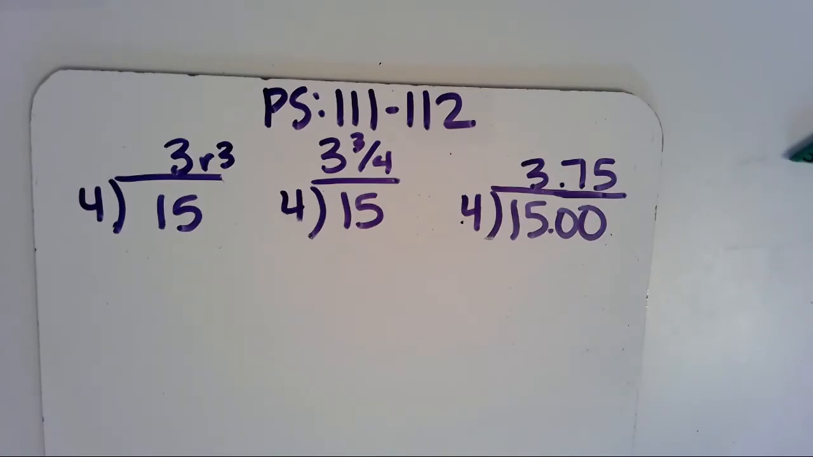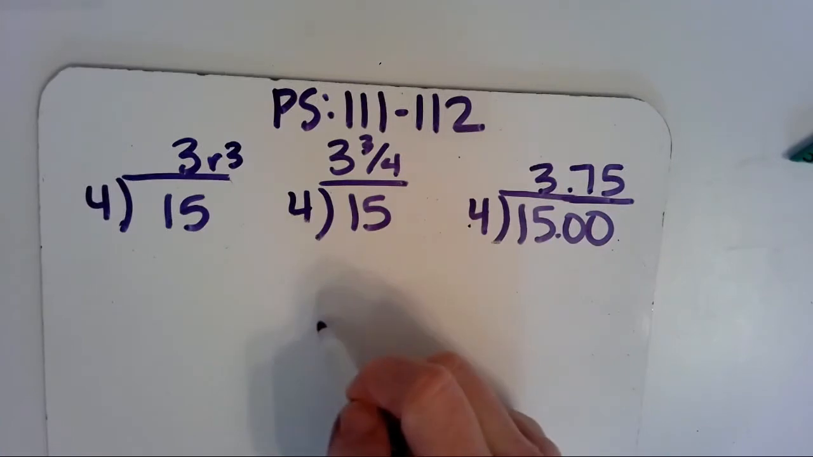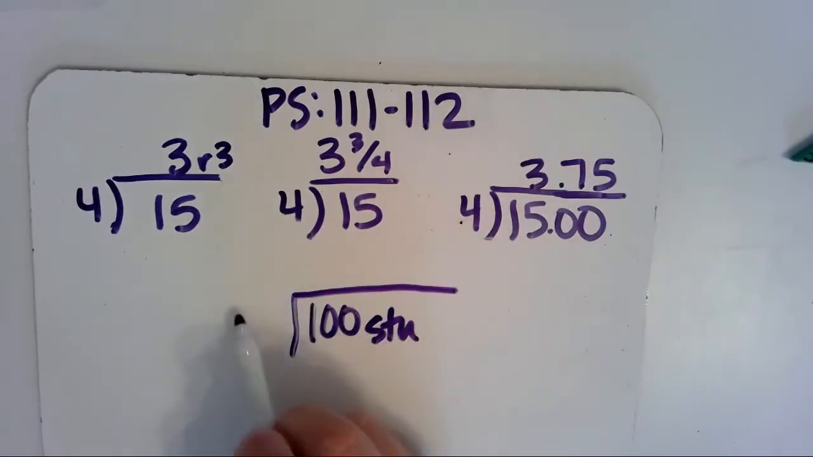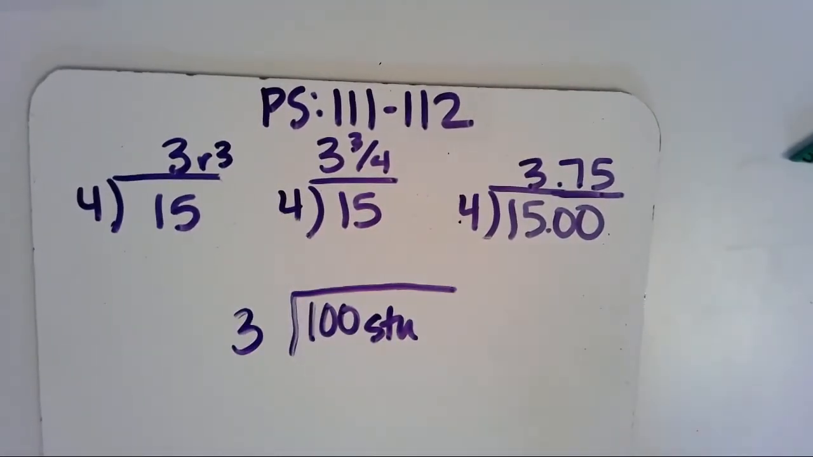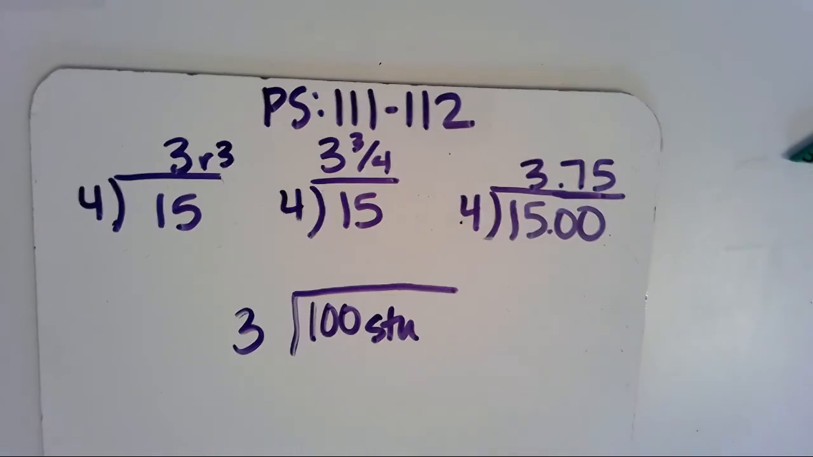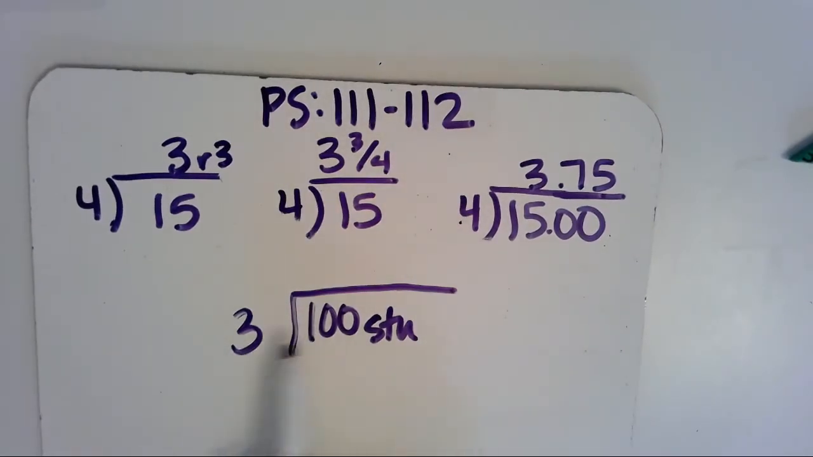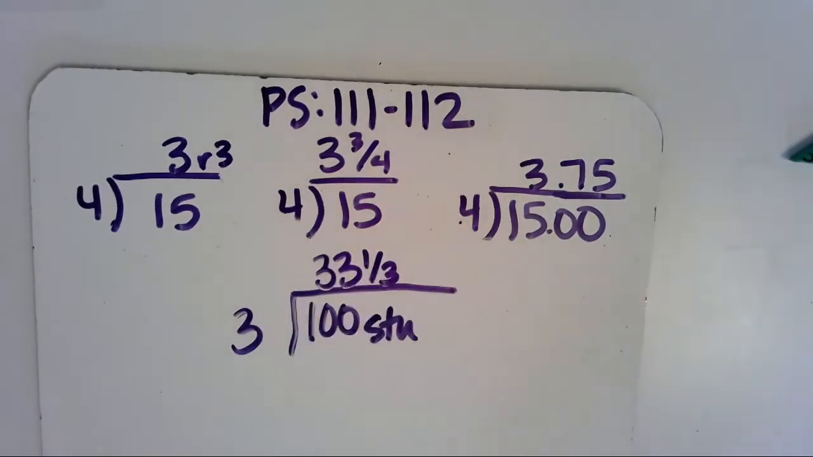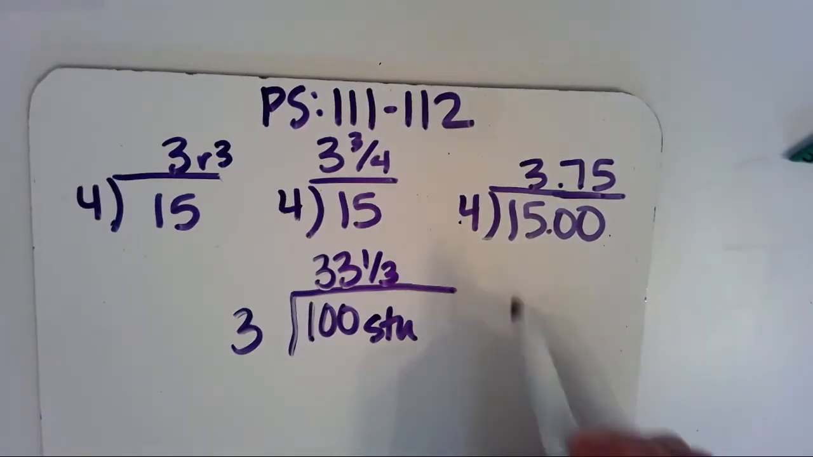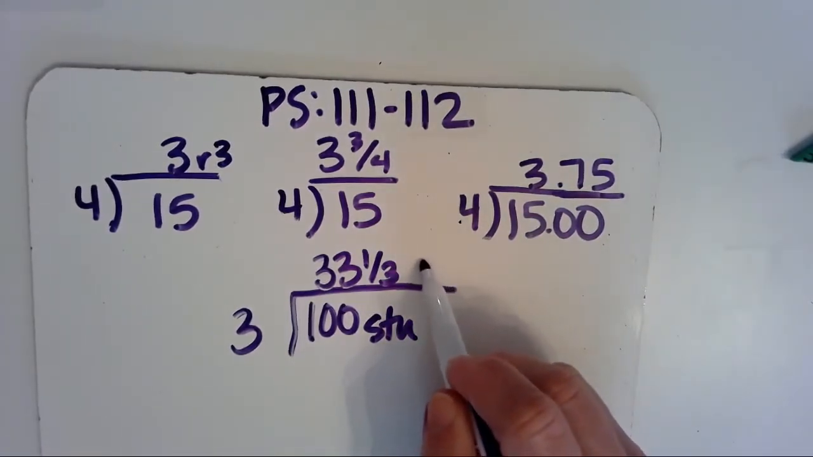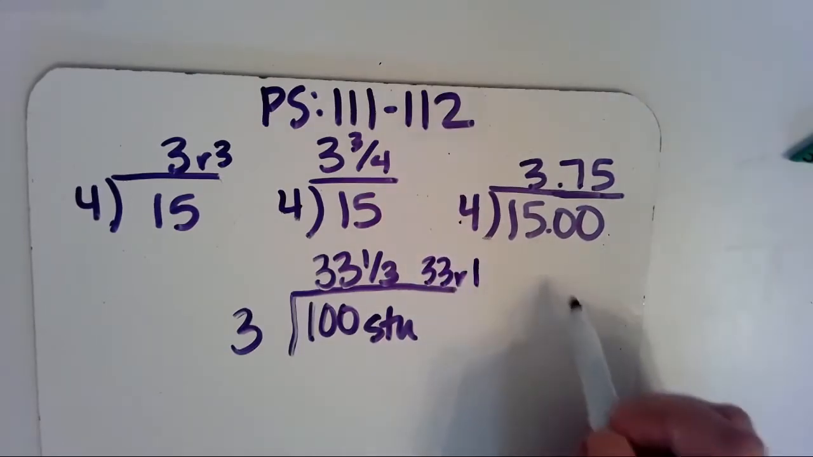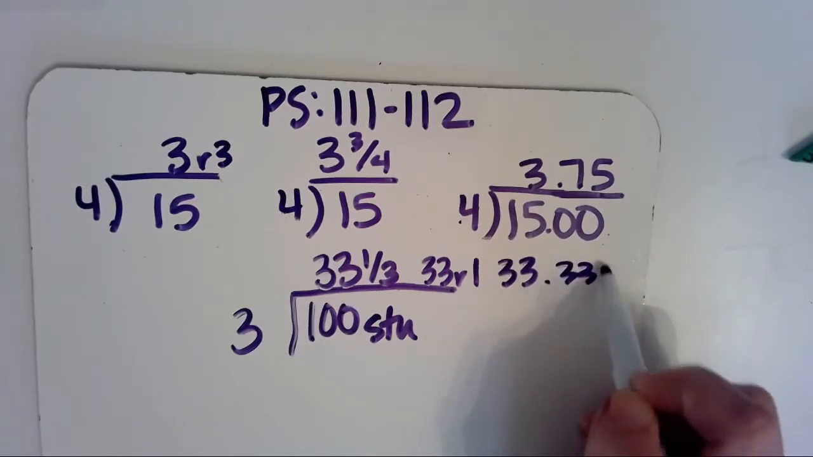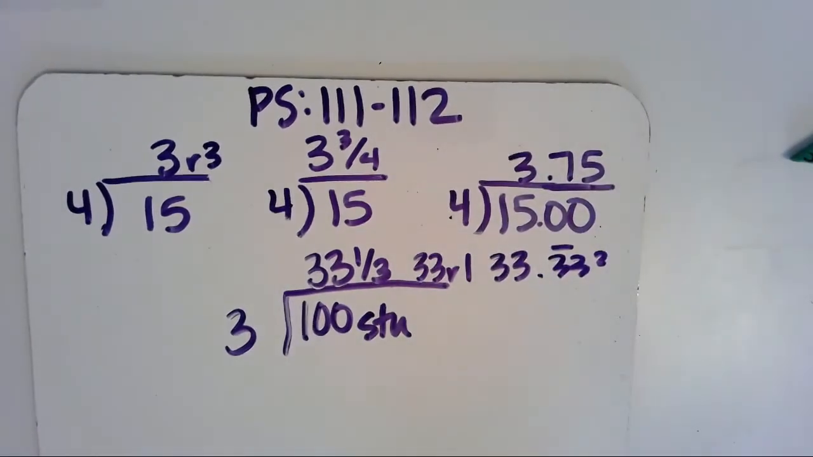But let's take an example problem. If we wanted to take 100 students and divide them and put them into 3 different classrooms, what would be the best way to do that as equally as possible? Well, you know that 3 goes into it, that 100 divided by 3 is 33 1/3. Okay, that could also be written as 33 remainder 1 or 33.333 with a line over it, right? It keeps going.